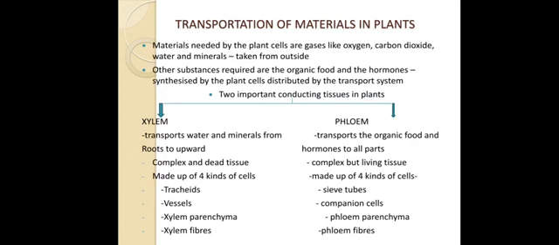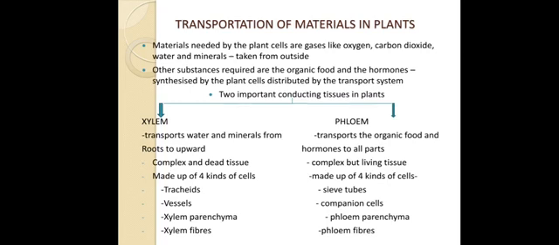Okay, so two kinds of materials are there. First are the materials which are taken from the outside, and the other are the substances which are synthesized by the plant cells. Two important conducting tissues in plants are xylem and phloem. Xylem transports water and minerals from roots upward, and phloem transports the organic food and hormones to all parts of the plant. Xylem is a complex and dead tissue.